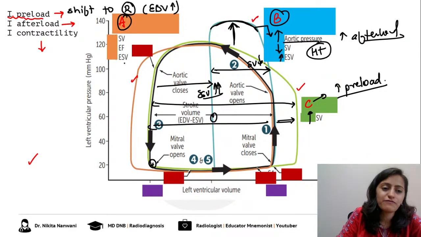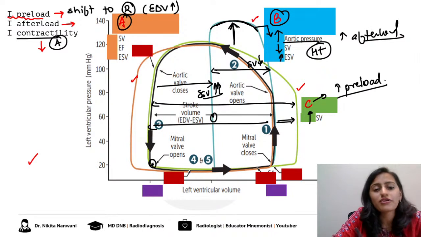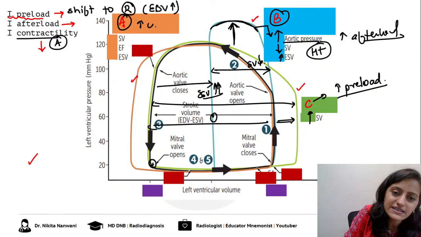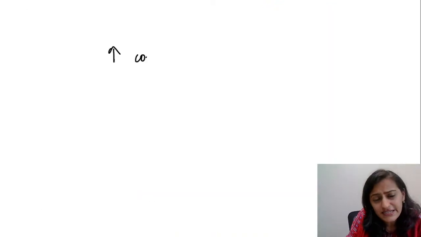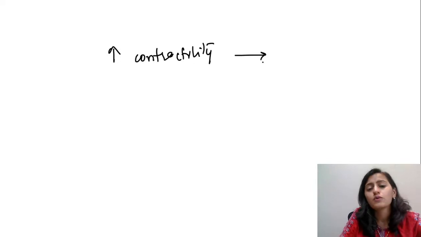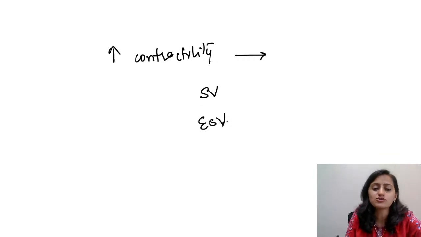Okay. So finally this one, the graph A represents the increase in contractility. Okay, so this is the graph representing the increase in contractility. Now think logically and tell me, when the contractility increases, what will happen to the stroke volume? What will happen to the end systolic volume?